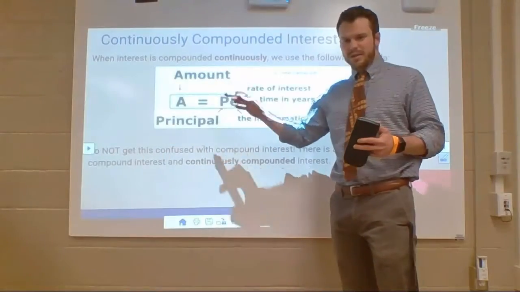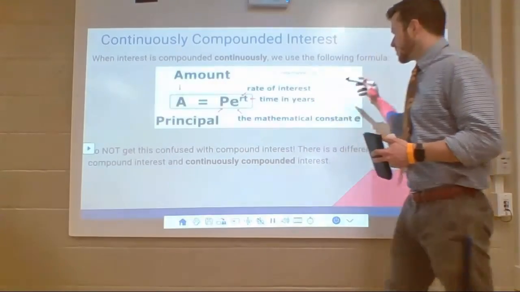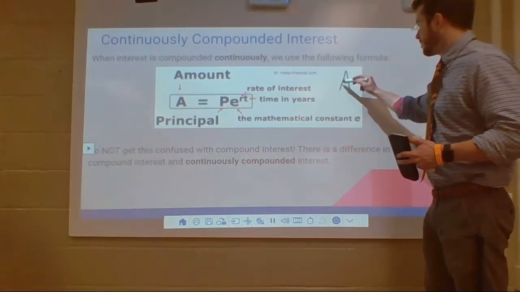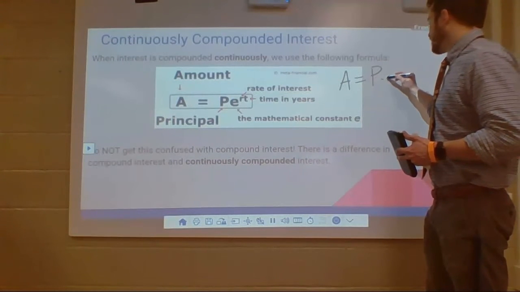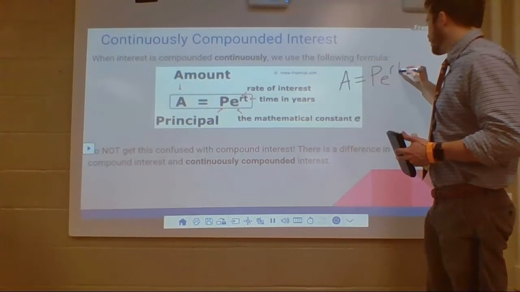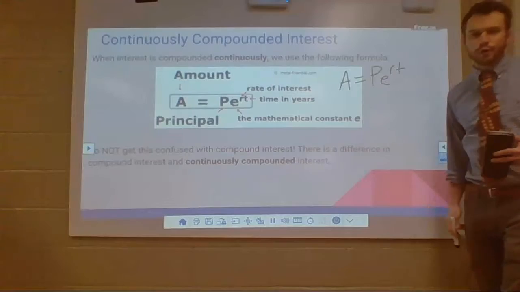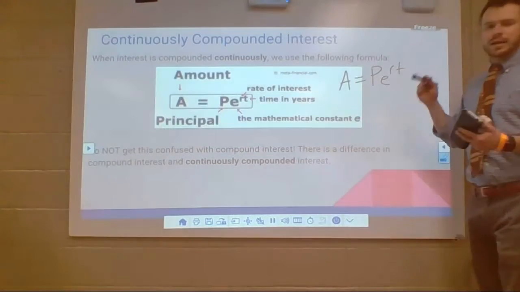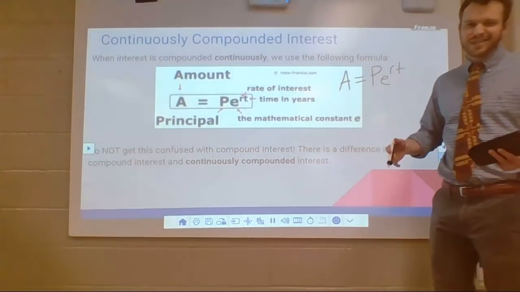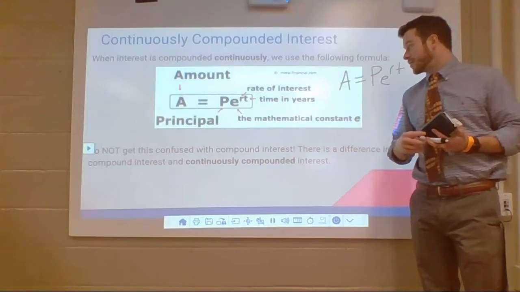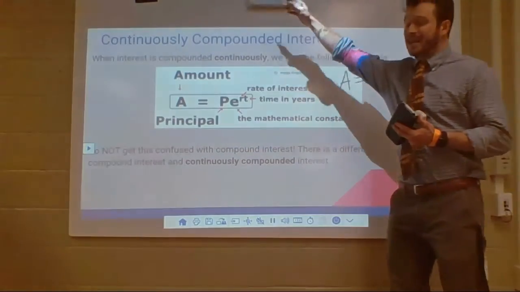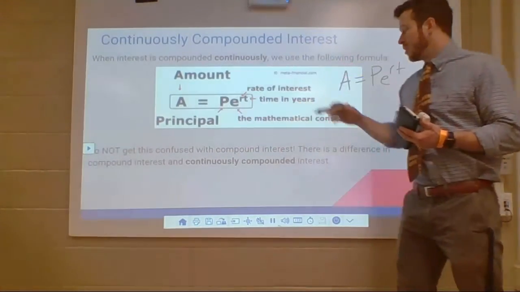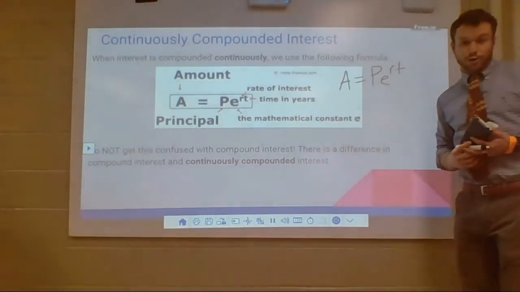It looks a little messy here. I'm going to write it without all this stuff in the way. It's A equals P times e to the rt power. It looks like PERT. A equals PERT. This should be an easy formula for you to memorize. Is all we're saying is PERT. Okay? So when you see continuously compound interest, we're going to use the formula PERT.